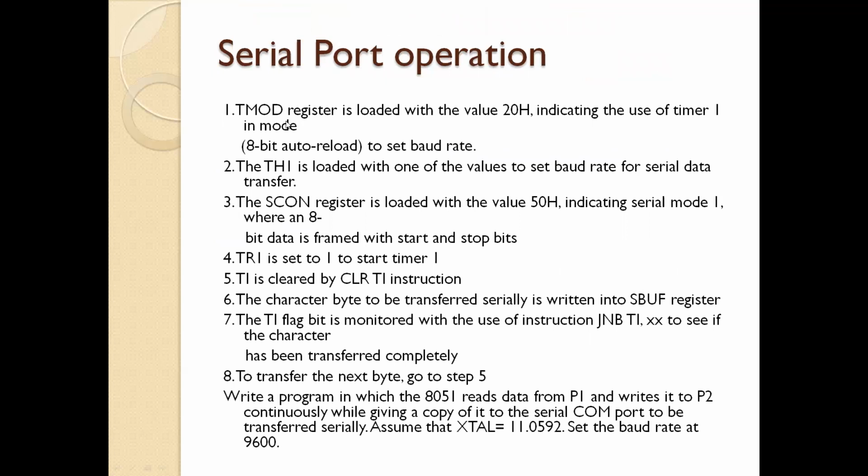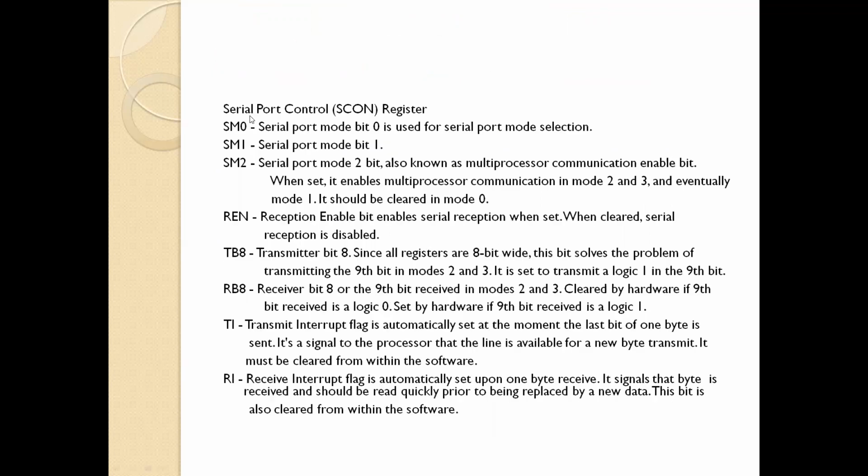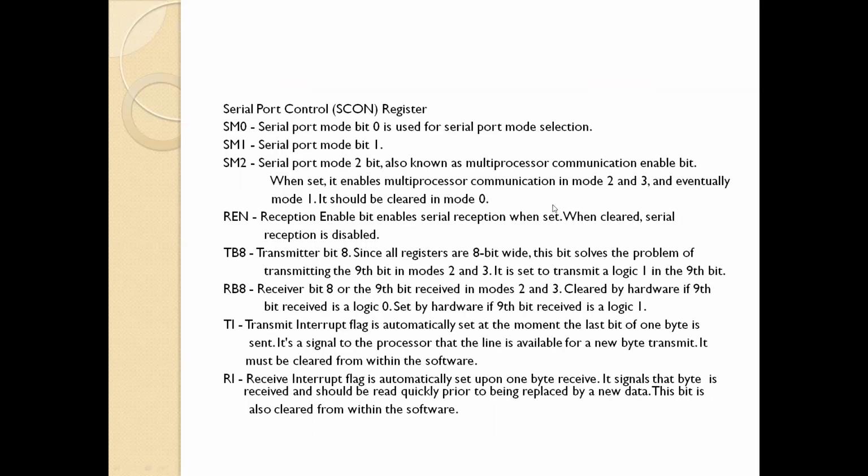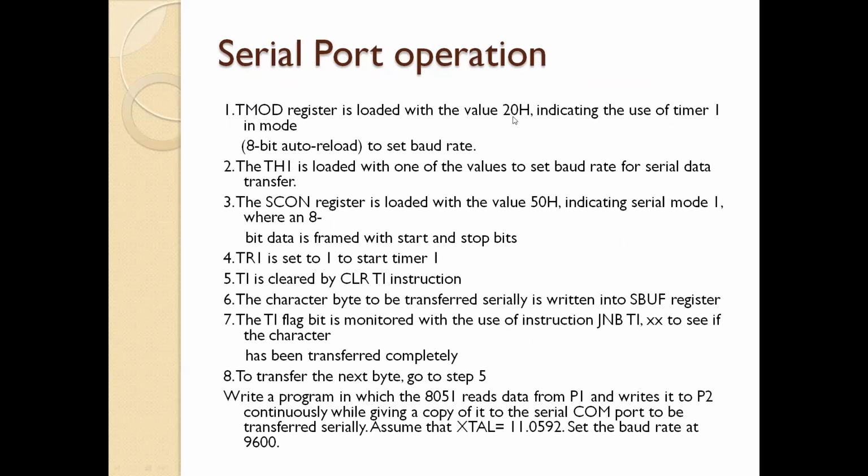Now, how it is operated. So first, the baud rate is to be fixed. As we have seen earlier, the baud rate will be fixed by timer 1 in case of mode 1 and mode 3. So how will it decide the baud rate? To decide this baud rate, timer 1 is to be configured for 8-bit auto reload mode. That means mode 2 operation. So that's why the TMOD register is to be loaded with 20H, indicating that timer 1 is in 8-bit auto reload mode. And the TH is loaded with a predefined value.